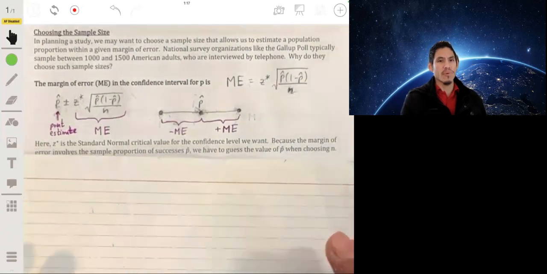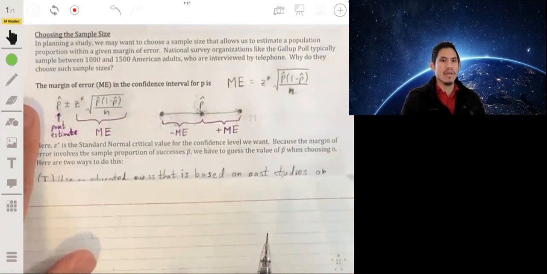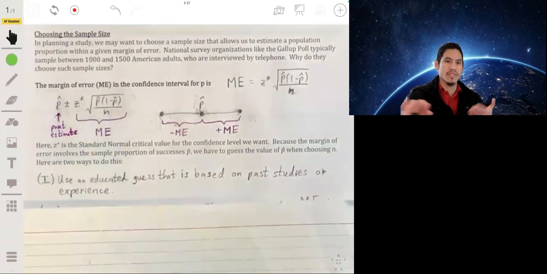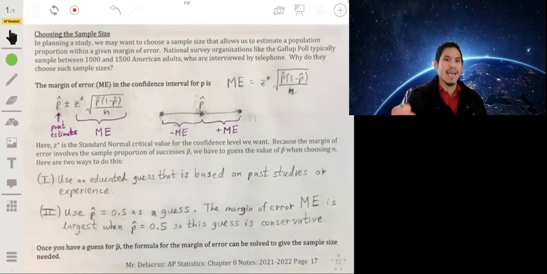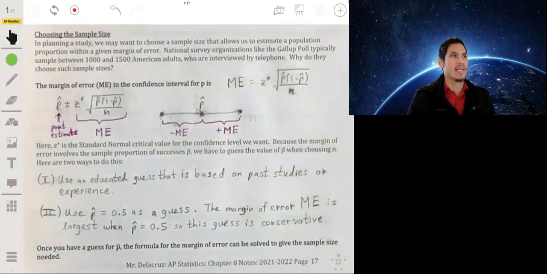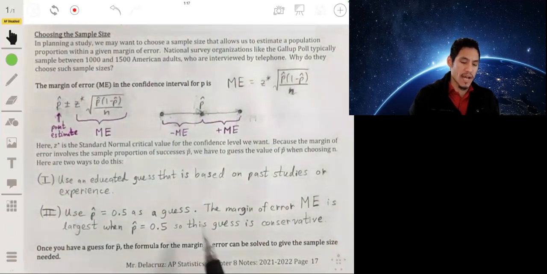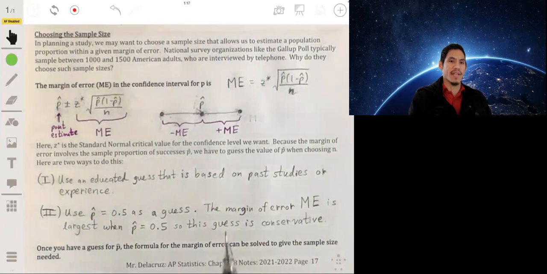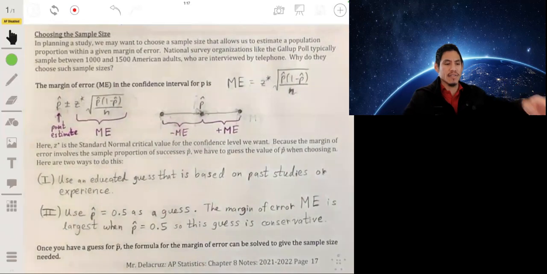There's usually two methods to go about this. One is to use an educated guess based on previous studies or experience. The other method is to be very conservative and set our p hat to be 0.5. And this is because the margin of error is maximized. It's as large as it can be when p hat is 0.5. So this is the most conservative guess you can get. And I'll show you in another video if you're interested why this is. But for now, accept it as fact.